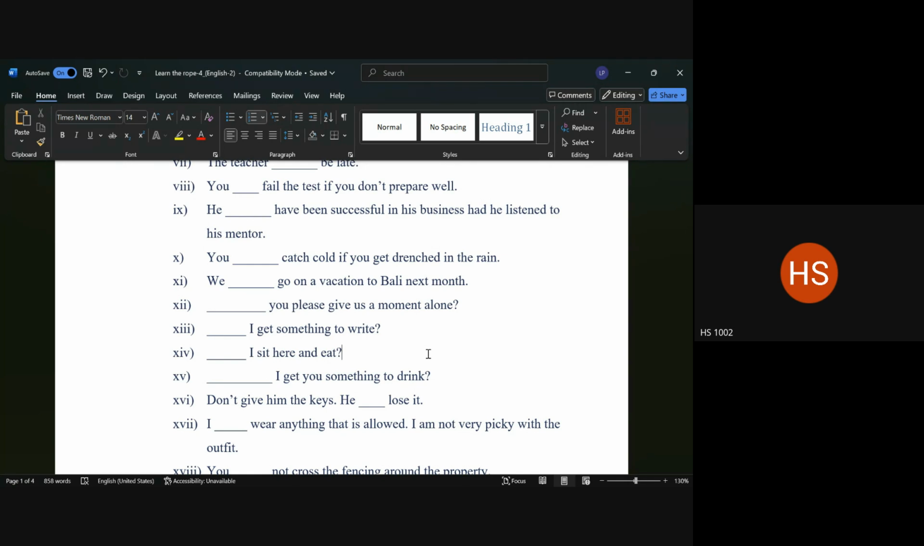Then the next one: dash I get you something to drink. Okay, this is a special kind of thing. The answer is easy, but you should know what meaning it has. Can I get you something to drink? So what am I using can here as? What expression does it show? Offering. Yes, making an offer, right? May I, sorry, can I get you something to drink? May I get you something to drink? Same thing, but in the formal sense.